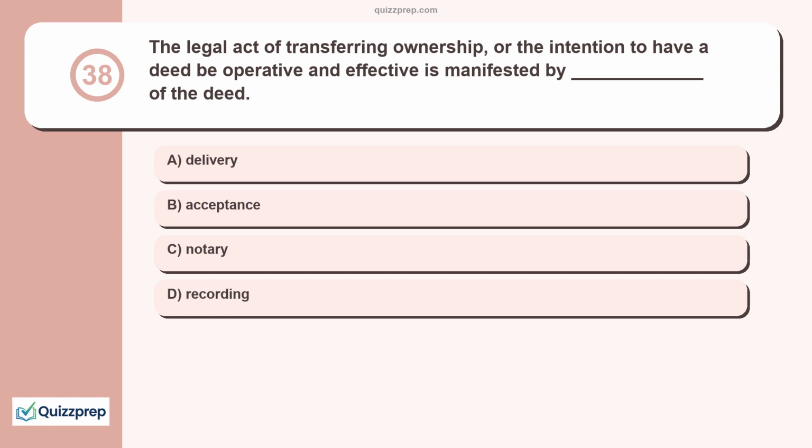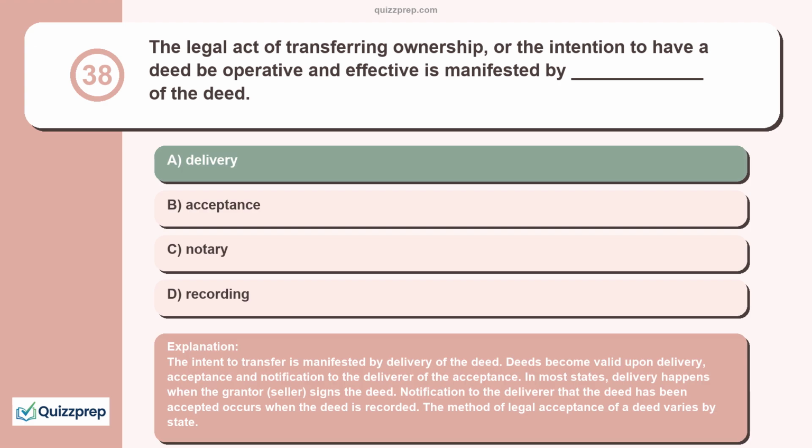Question 38. The legal act of transferring ownership, or the intention to have a deed be operative and effective, is manifested by blank of the deed. Delivery, acceptance, notary, recording. The intent to transfer is manifested by delivery of the deed.